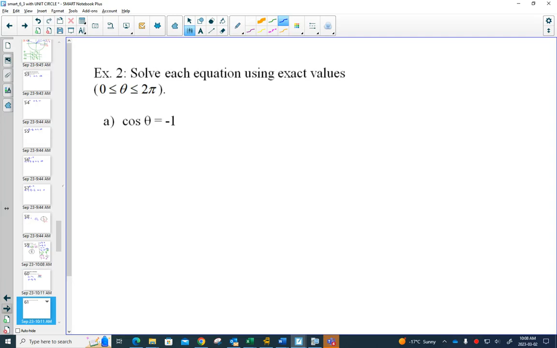So again, we always will have to check what's the domain, where are they asking for the answers. In this question, from 0 to 2 pi, we think about our unit circle. That is once around in the positive direction.